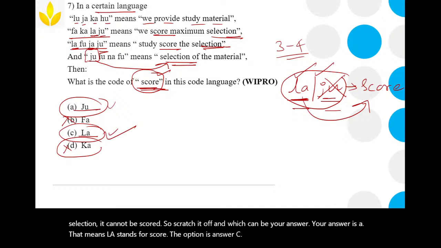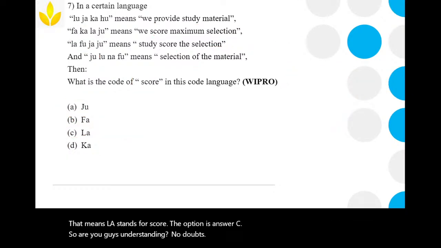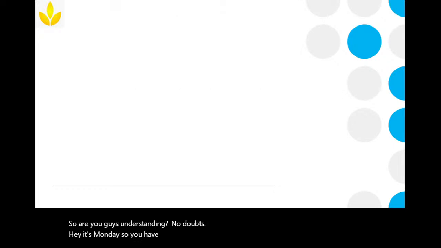Okay. So are you guys understanding? No doubts? Hey, it's Monday, so you have to be active. And please do answer.